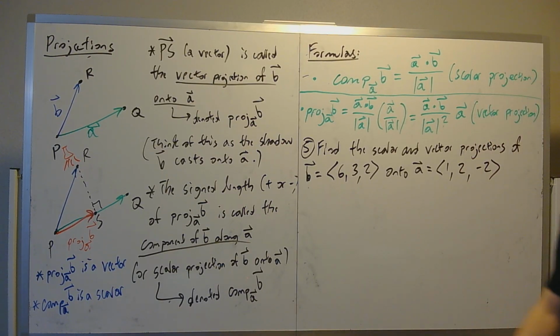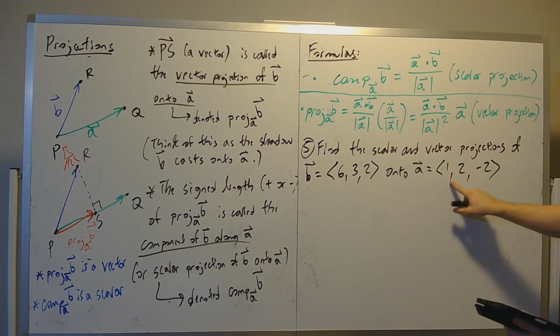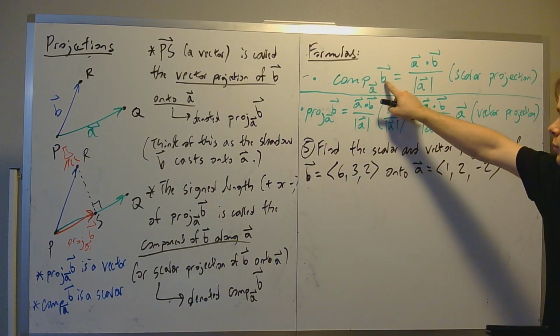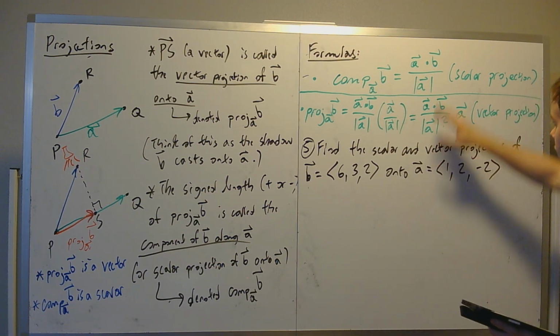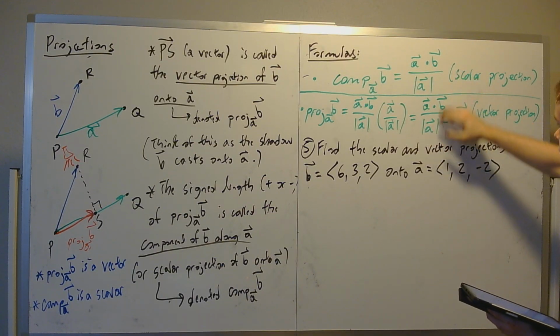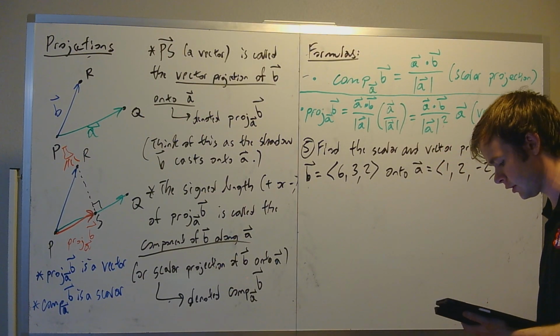Right, so the first thing we need to identify is the fact that this is being projected onto A. So B is being projected onto A. So A is the subscript, and B is this part here. So it's the same as the formula that I wrote up there. So we need to figure out both of these things. And the first thing that we need to figure out for both of these formulas is the size of A, right? So both of these formulas involve the size of A.